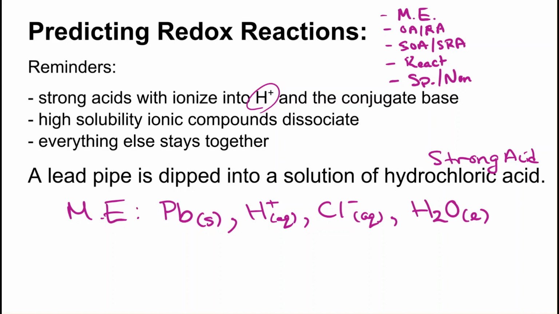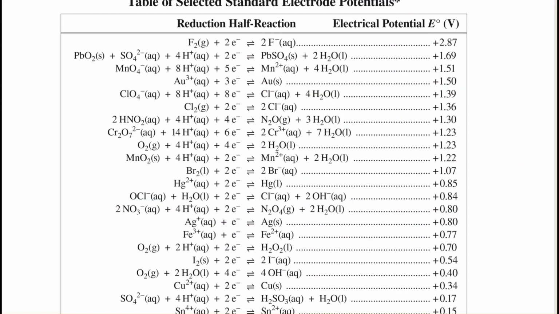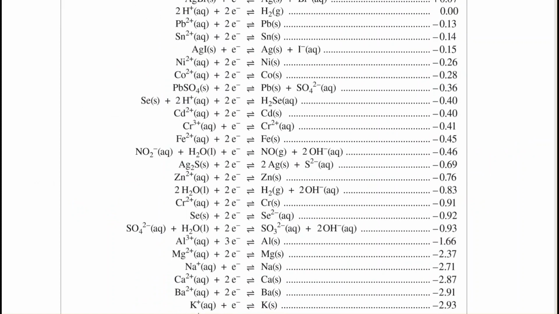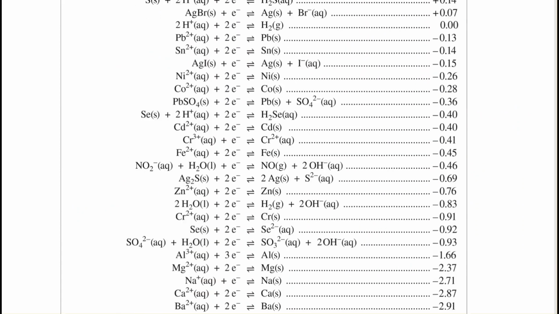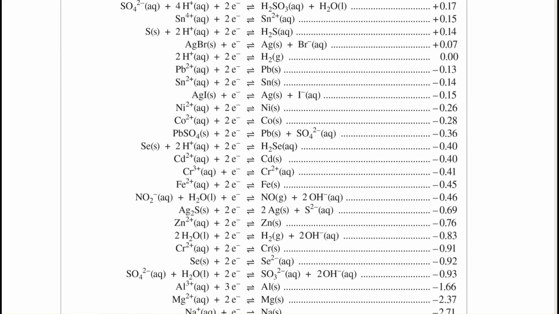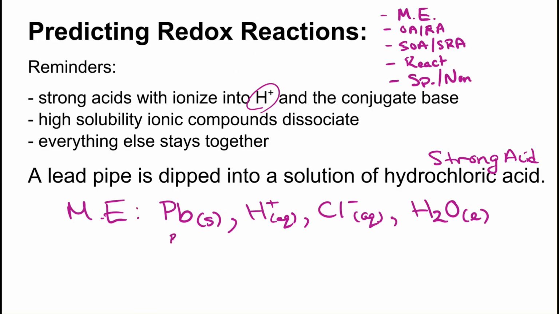Okay, so let's write down which ones are oxidizing agents and which ones are reducing agents. Well, I've got lead, so when I look at my table, all the metallic atoms are on the right-hand side. And so I'm looking for Pb solid. Yeah, that's definitely a reducing agent. Hydrogen ions, they can be an oxidizing agent. Chloride ions, they can be a reducing agent. Now water can be both a reducing agent and an oxidizing agent. So let's go through and find our strongest oxidizing agent and our strongest reducing agent.